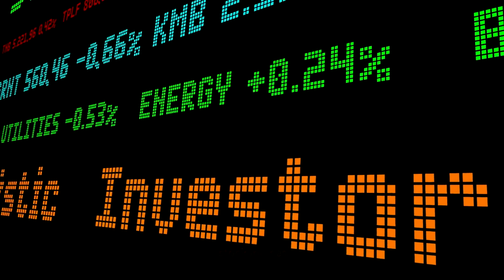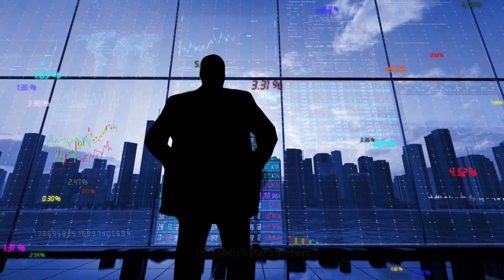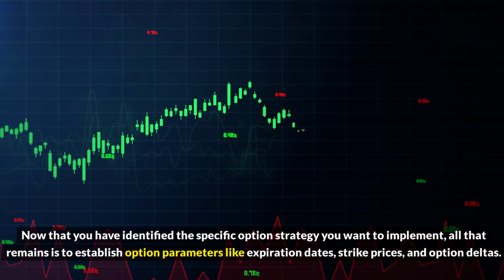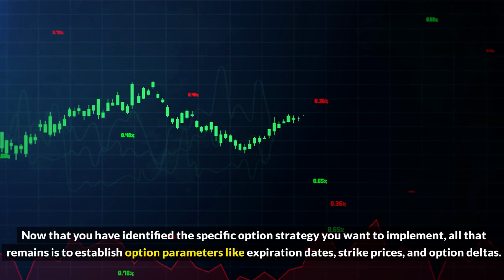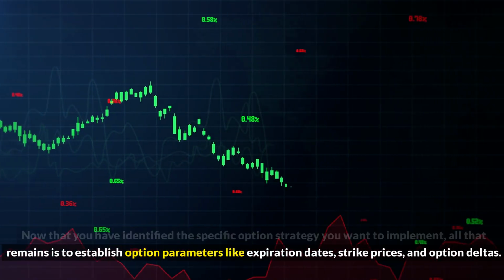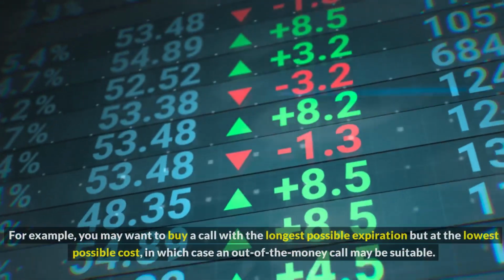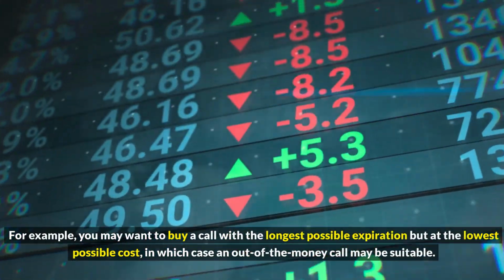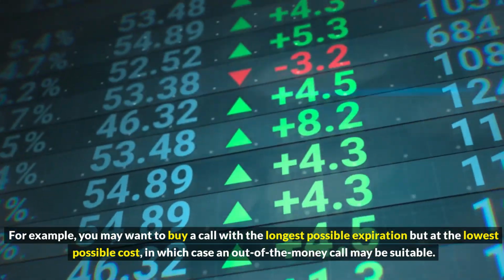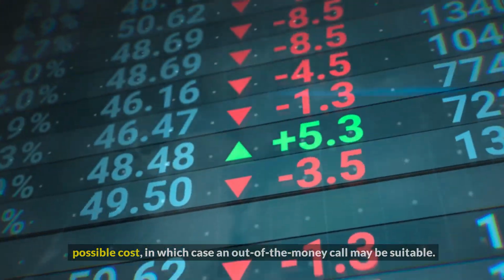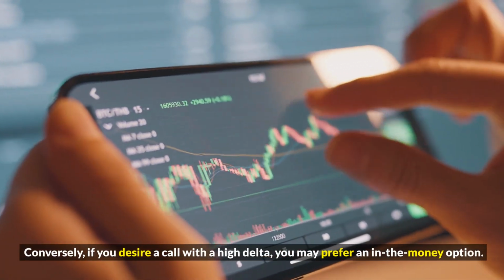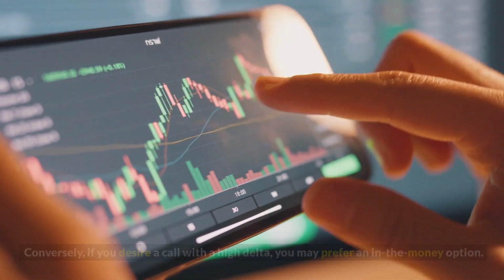Establish parameters. Now that you have identified the specific option strategy you want to implement, all that remains is to establish option parameters like expiration dates, strike prices, and option deltas. For example, you may want to buy a call with the longest possible expiration, but at the lowest possible cost, in which case an out-of-the-money call may be suitable. Conversely, if you desire a call with a high delta, you may prefer an in-the-money option.